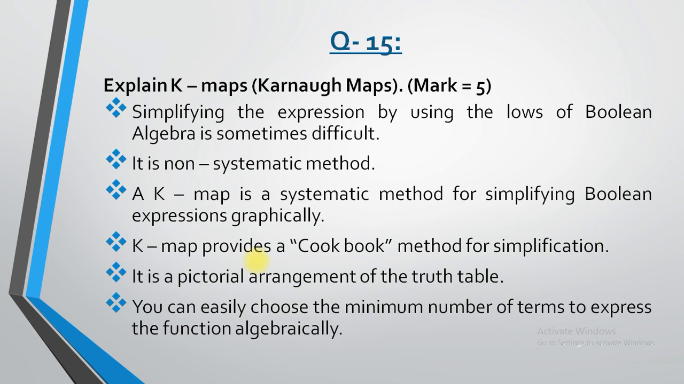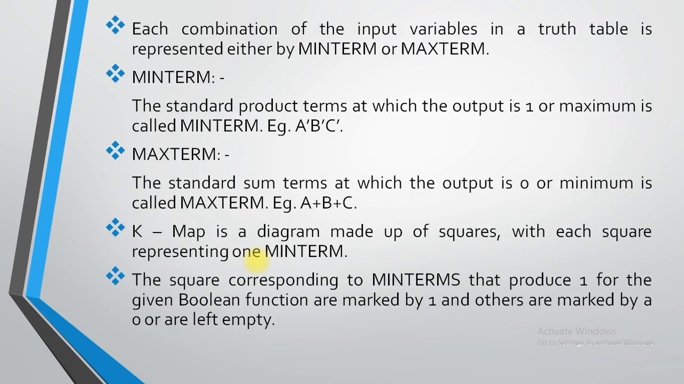You can easily choose the minimum number of terms to express the Boolean function algebraically. Each combination of input variables in a truth table is represented by minterms or maxterms. Now see, over here we have two words: one is called minterm and another is called maxterm. So whatever data you have placed inside the K-map, that combination is either in the form of minterm or in the form of maxterm.